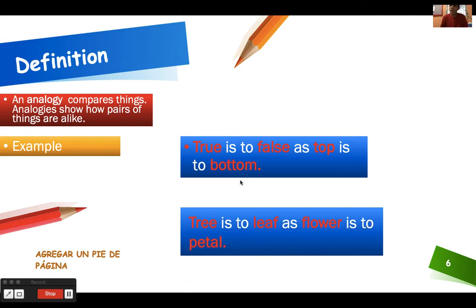Then we have tree. You know what is tree, okay? Tree is to live, as flower is to petal. Tree is árbol in Spanish, leaf, hoja. Flower is flor, of course, and petal, that is pétalo. Tree is to live, as flower is to petal. If you see, we are comparing pairs of words. How are they similar? What are they alike? What do they have in common?